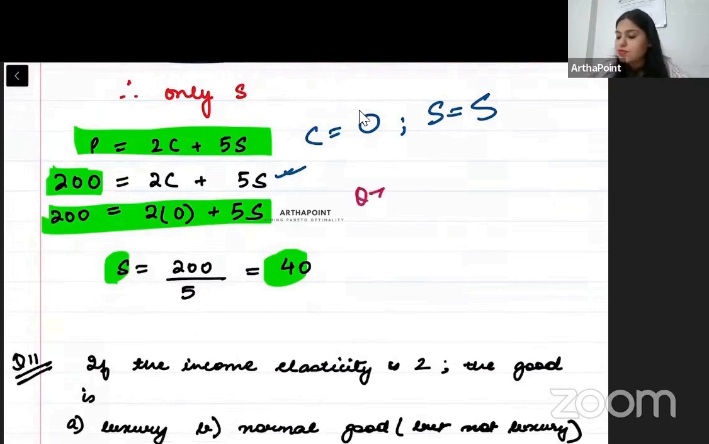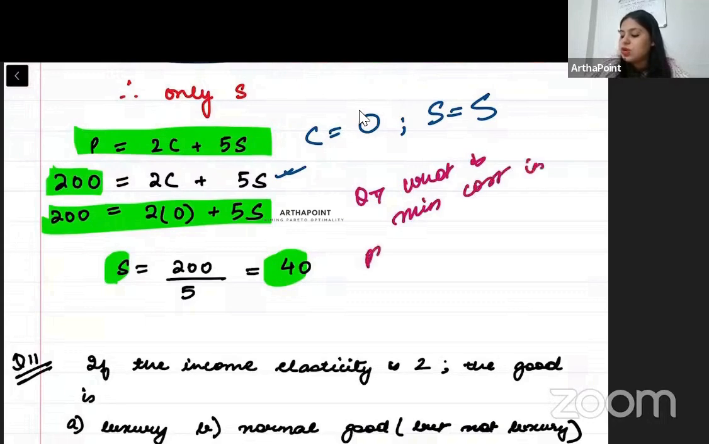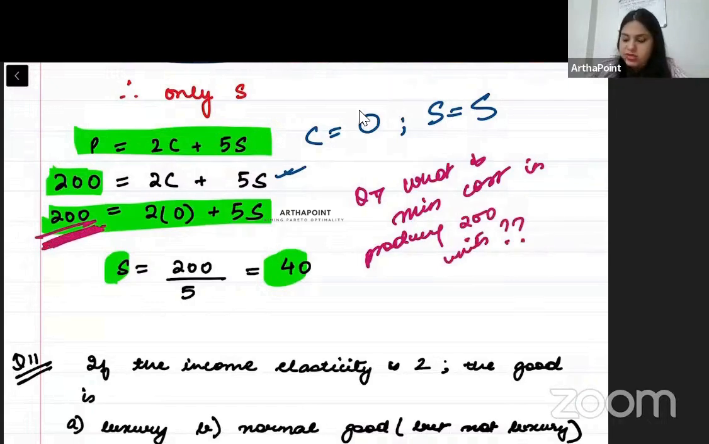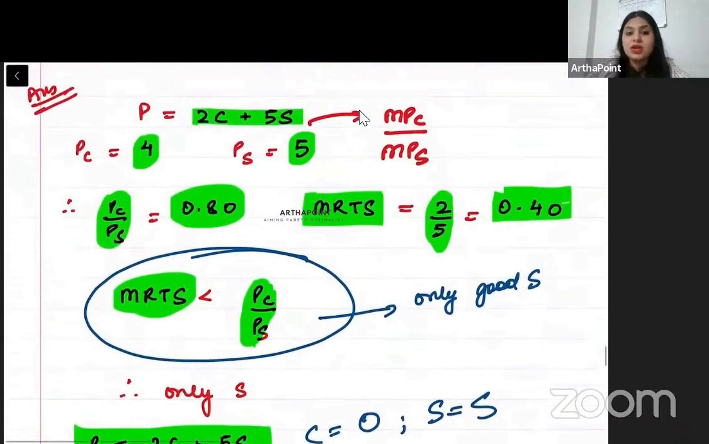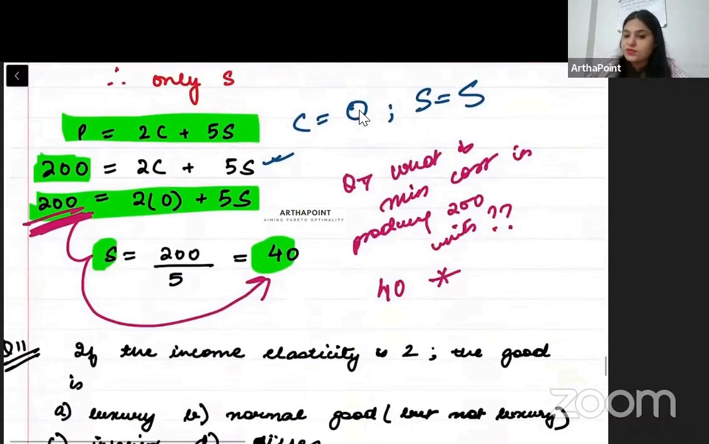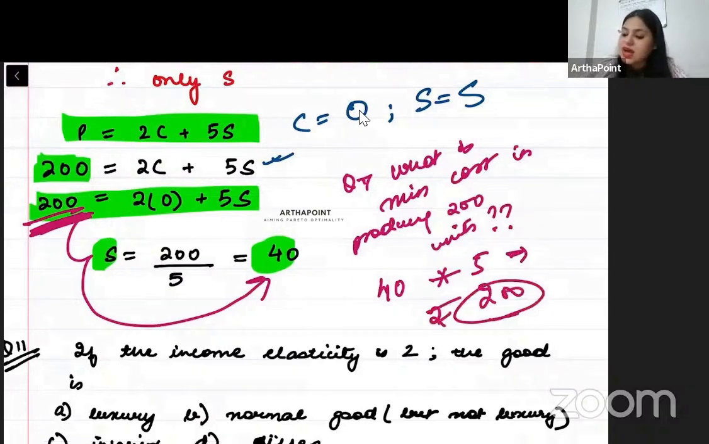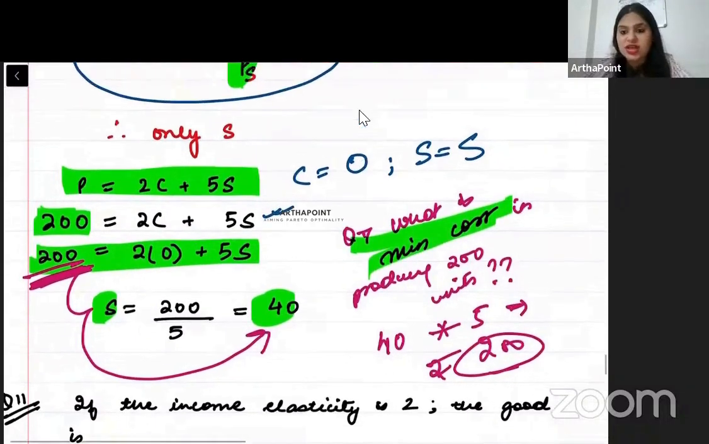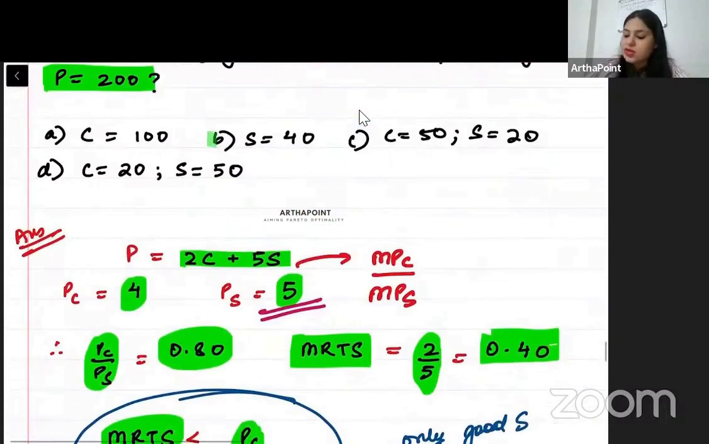Suppose they would have asked you, what is the minimum cost in producing 200 units? So I know that if I have to produce 200 units, I have to use 40 soybean. So I'm using 40 soybean. And I also know that each soybean costs me 5. So into 5, that means I will be spending 200 rupees. So sometimes they may ask you what is the minimum cost, and you should be able to find that also. For now, the answer is S is equal to 40.